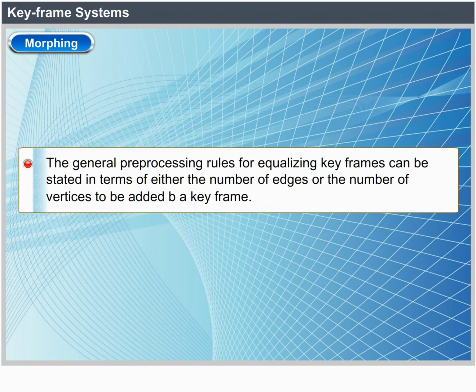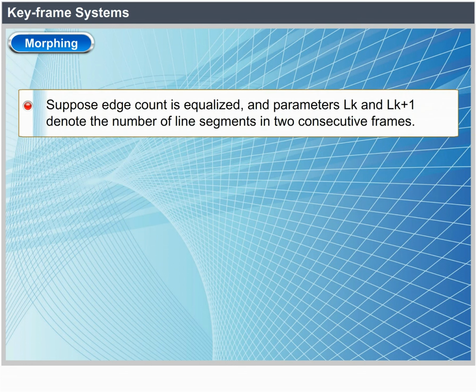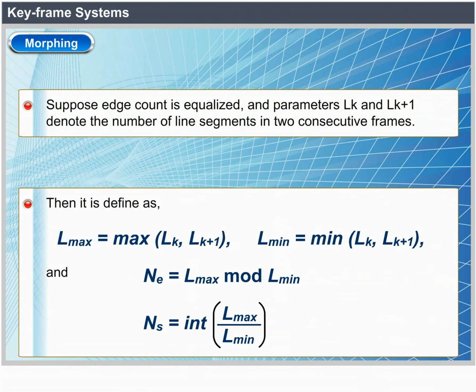We can state general preprocessing rules for equalizing keyframes in terms of either the number of edges or the number of vertices to be added to a keyframe. Suppose we equalize the edge count, and parameters LK and LK plus 1 denote the number of line segments in 2 consecutive frames. We then define Lmax equals max of LK and LK plus 1, Lmin equals min of LK and LK plus 1, and NE and NS as follows.